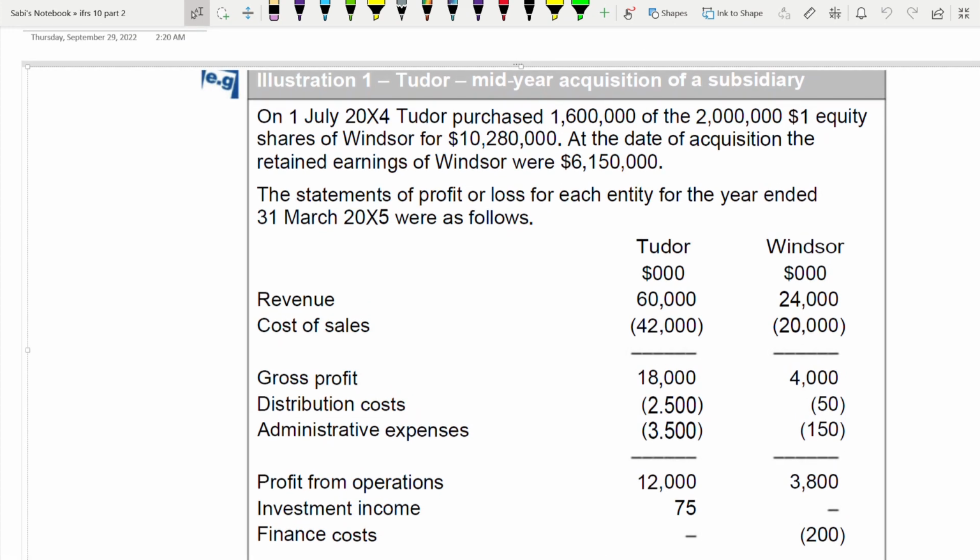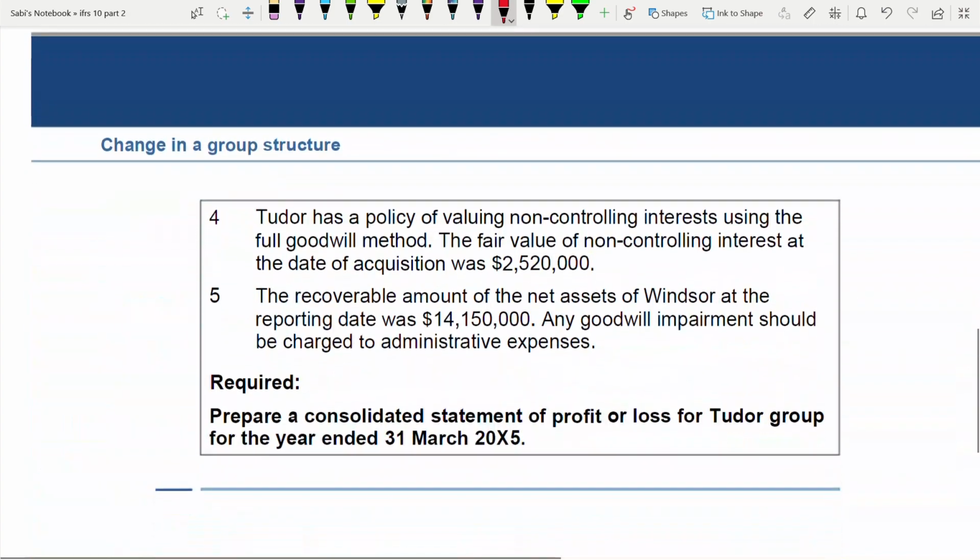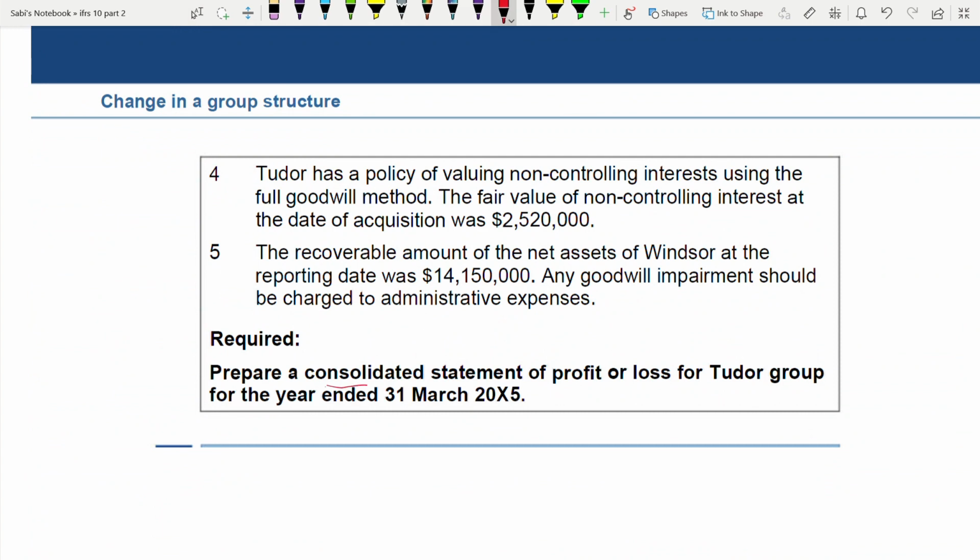Illustration 1. This is an example of a mid-year acquisition. Here you are required to prepare a consolidated statement of profit and loss. But in your exam, you will not be asked to prepare a full consolidated statement of profit and loss. You might only be asked to prepare extracts and explain the figure. Since this is the first question on mid-year acquisition, it is a very good question to start with. So let's do that.